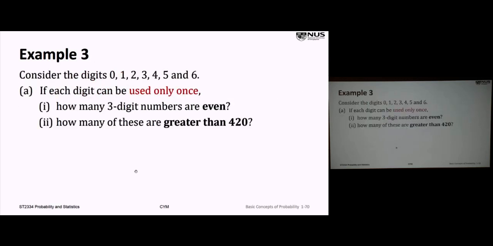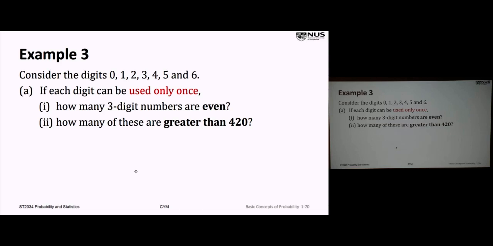Okay, all right. So now we're going to do example 3. This one actually takes quite a while. It will basically take us up to our break, I think. So we consider the digits 0, 1, 2, 3, 4, 5, and 6. Okay. Right, and there's a B as well, isn't there? Goodness me. So let's do part A. So part A says the following. I'm only ever allowed to use each digit once, and I'm asked part 1, how many 3-digit numbers are even, and how many of these are greater than 420? Okay.